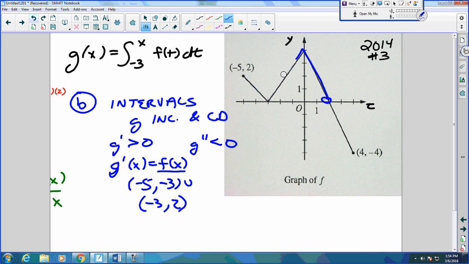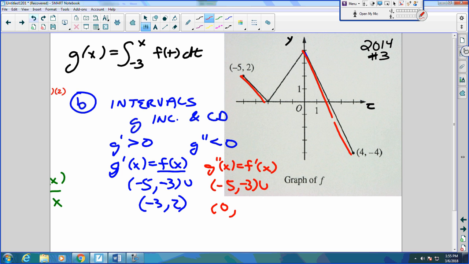So I'll erase this. I love having a smart board for these problems. And we know that G prime prime then, if I do it in red, is equal to f prime of x. And this is where it gets funky. You want to know where f prime of x is negative. So we're looking at the curve of f up over here. This is the graph of f. Guys, if this is the graph of f, we want to know where it's decreasing. So now I'm looking at the curve, and it's here and there. You guys agree? So those intervals are -5 to -3 and 0 to 4.